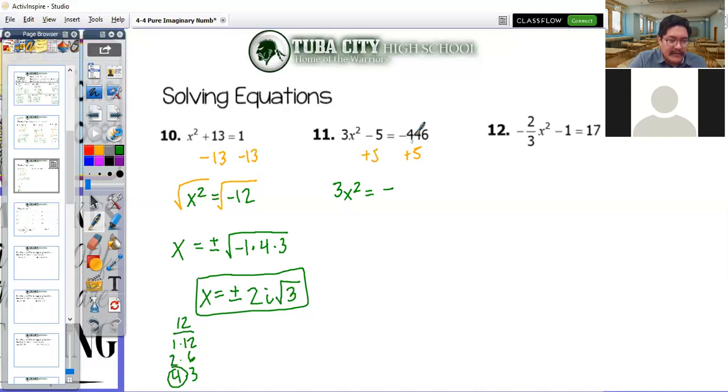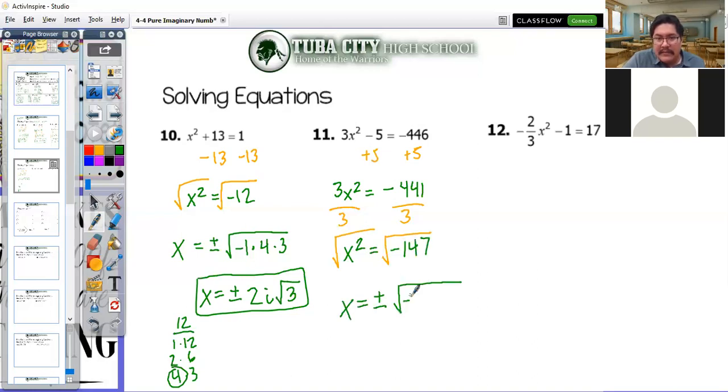And then from here, I'm going to have to divide both sides by 3 because I'm trying to get rid of this 3. And that would be x squared equals negative, and then 441 divided by 3 is going to be 147. So negative 147. Okay, and then I'm going to have to take the root of both sides. So root here, root there. And that should leave us with only x.